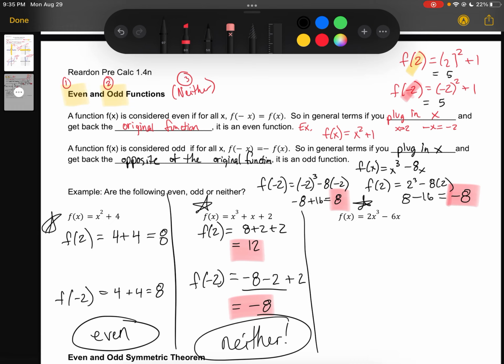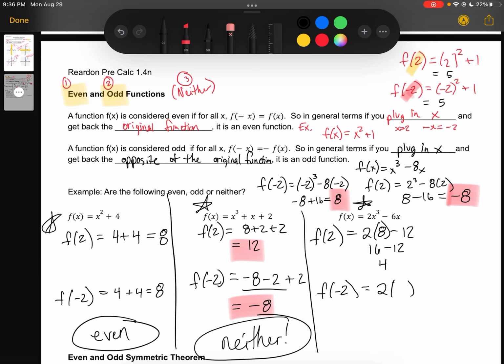All right, hopefully now that you've had a moment to work through that one, we'll jump into even, odd, or neither, our favorite game of the day. So f of 2 and f of negative 2 here. For our first one, 2 times 2 to the third power, which is 8, minus 6 times 2, which is 12. Work through this one, 16 minus 12 should get us an answer of 4.